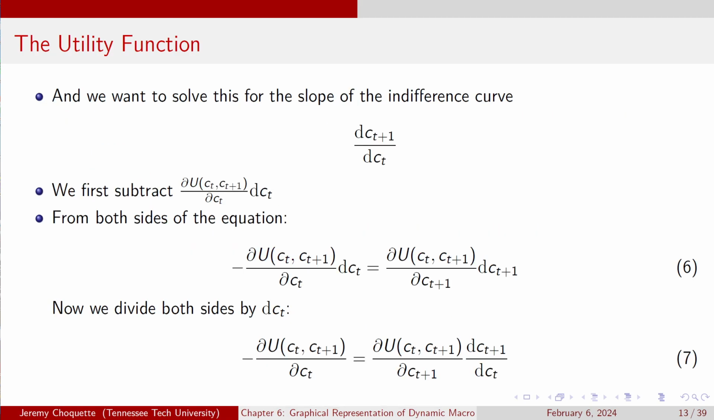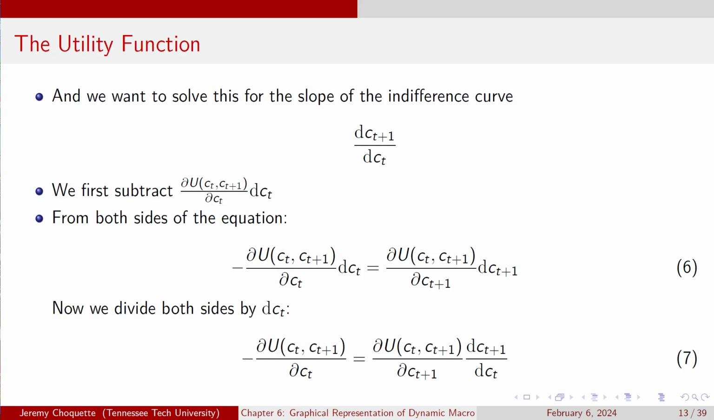And now I want the slope of that indifference curve. Okay, so I get dC sub t plus 1 over dC sub t, the change in C sub t plus 1 over the change in C sub t. So if I want to get that on one side and then have everything else on the other, well, I got to do a little bit of math.